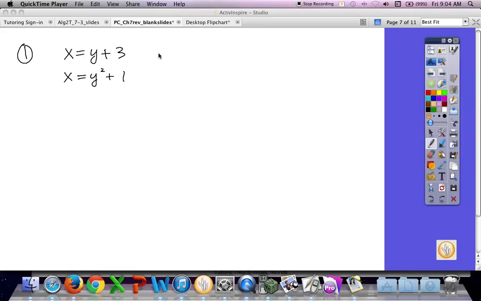When you're presented with a situation where they're already solved, this was the easiest kind. If x equals this and x equals that, then you could have gone right away to y squared plus 1 equals y plus 3. A fair number did that part.